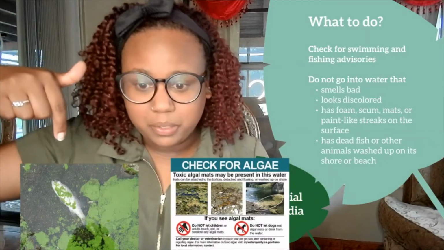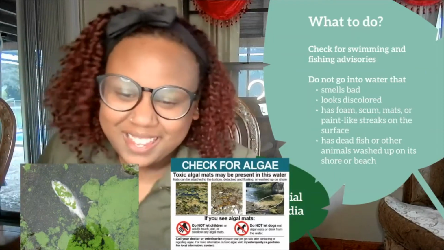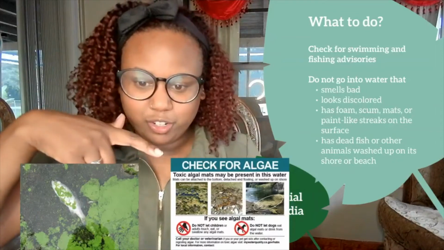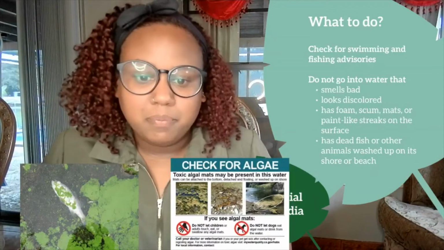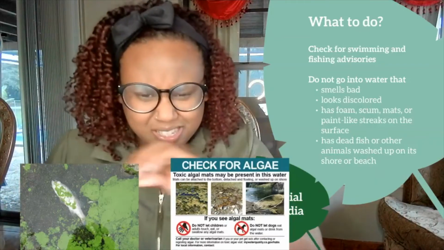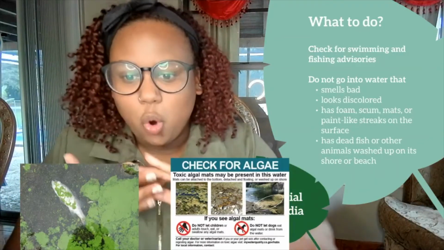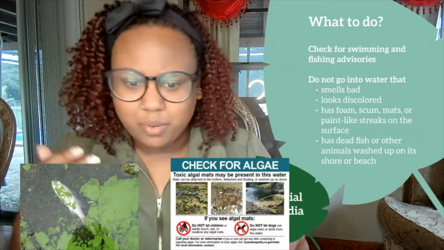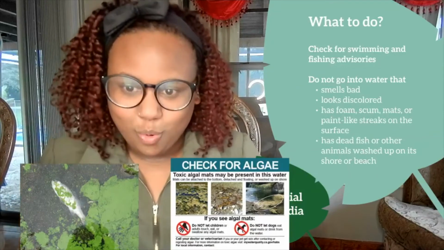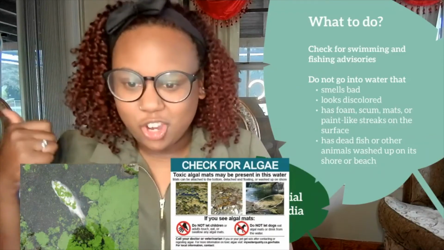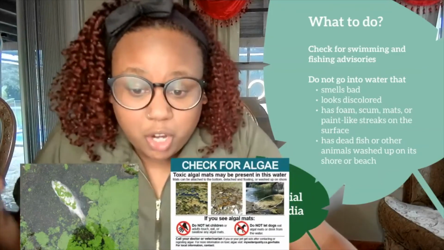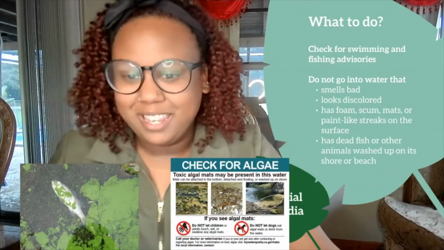For example, if you see something like this, something ain't right. Toxic algal mats may be present in water, and oftentimes you'll see little signs like these ones down here. If it smells bad, if the water looks discolored, if there's foam or weird scum mats on the top of the surface, or if there's dead fish washing up around it or on the shore, or even fish behaving erratically, I recommend you don't go into this water, just because there could be something happening in there that can be detrimental to your human health, or your children and your pets. Don't let them in either.